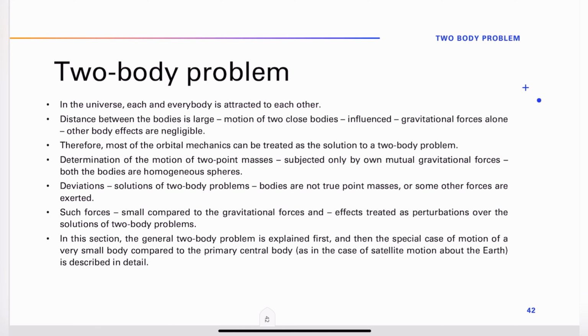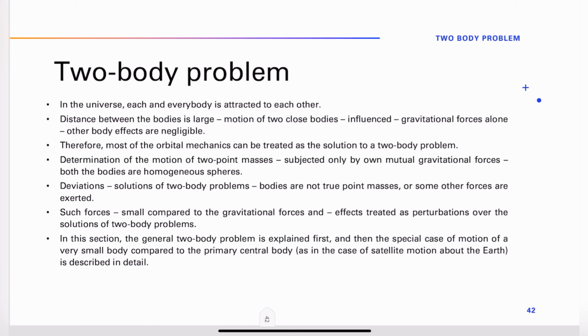So, in the universe, each and every body is attracted to each other. When the distance between the bodies is large, the motion of two close bodies is influenced only by the mutual gravitational forces alone, and all other body effects are negligible. Therefore, most of orbital mechanics can be treated as a solution to the two-body problem.